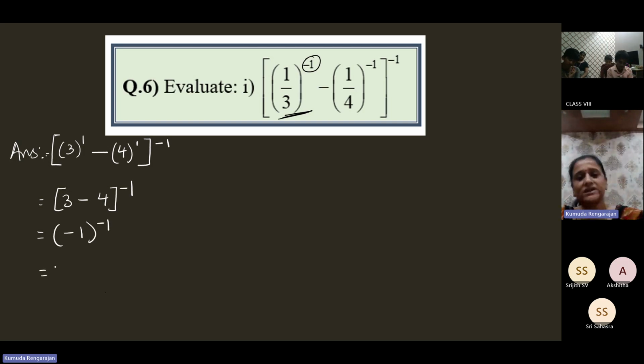Now again the power is negative. You need to make it positive. So write the equivalent of this one. What's the equivalent of this expression?